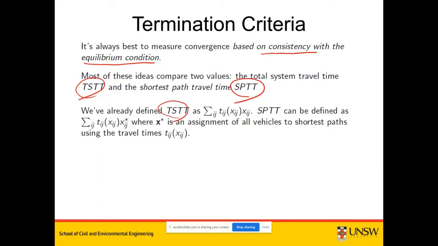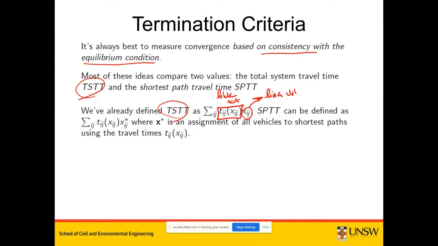We already know how to calculate total system travel time. Total system travel time is the link volume multiplied by the link travel time, so this is link volume and this is link travel time, summed over all the links. That gives me the total system travel time.